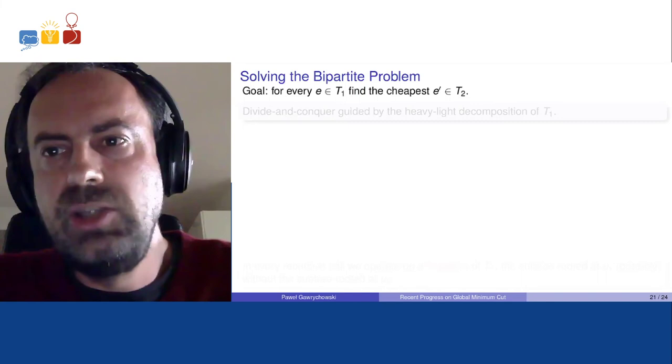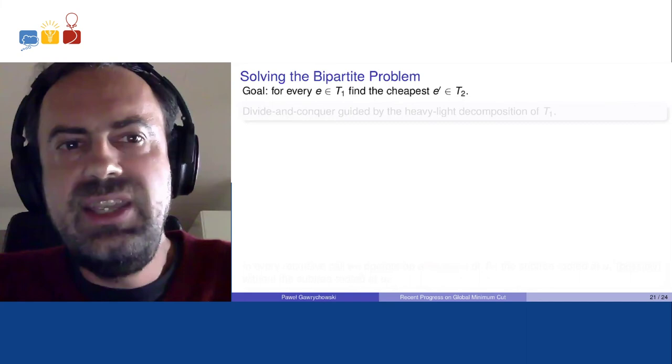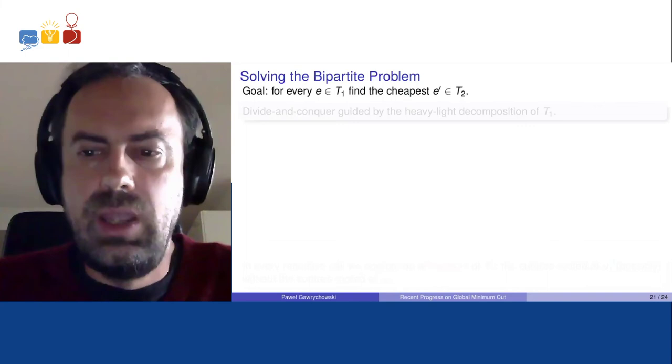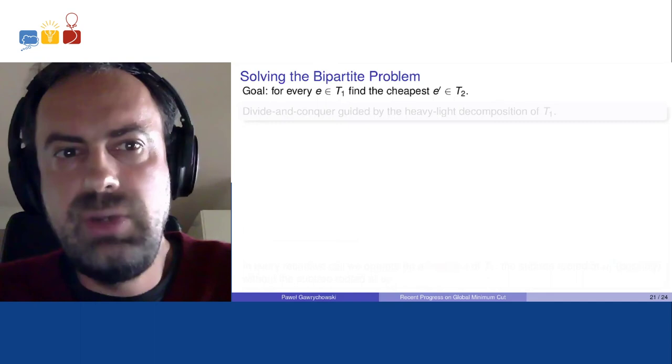So actually we'll do a bit more, because sometimes in other applications, it's better to solve a marginal question. So for each edge of T1, we will find the edge of T2 that minimizes this expression. And in the end, we will just compare all those possibilities. So for each E, we have the best possible E prime, and we look at all edges E in T1.